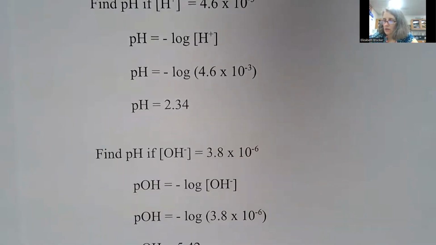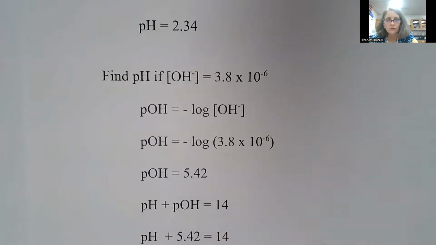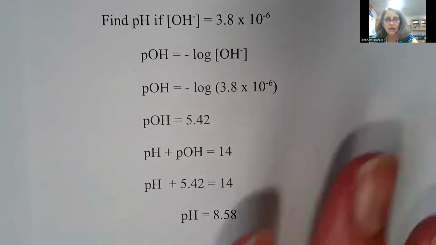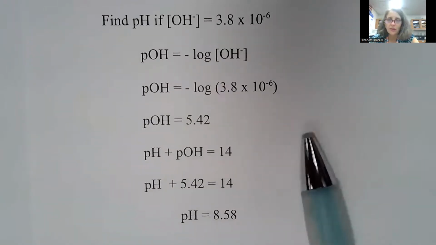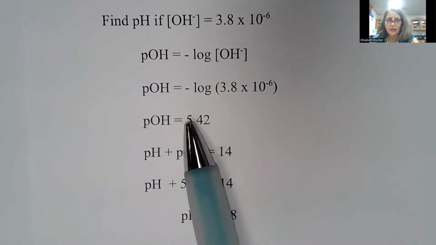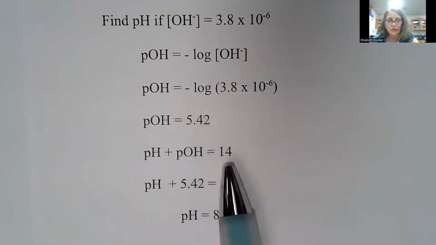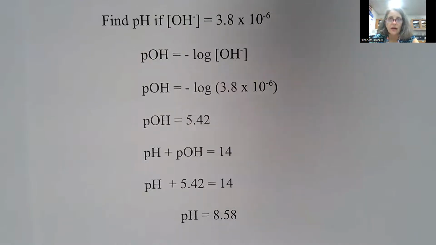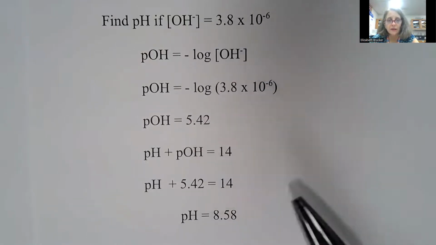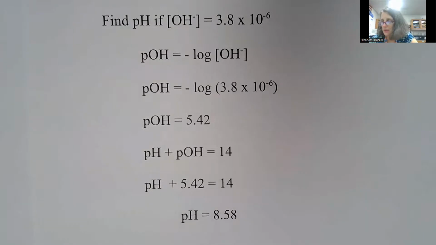All right, so this one, you could take the negative log of it, and that's going to be your pOH. So that's going to be 5.42. So again, you just got to be careful about these. They're not tricky other than the fact to recognize that this number that you get out is your pOH, and you have to subtract from 14 to get 8.58. Again, I have 2 sig figs, so my final answer should have 2 digits after the decimal.